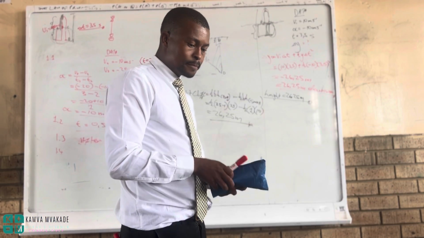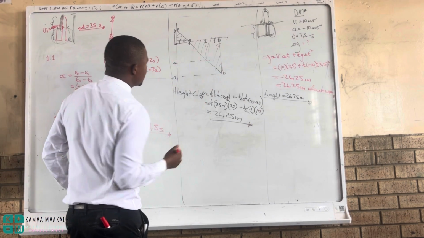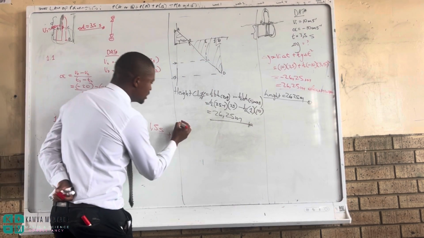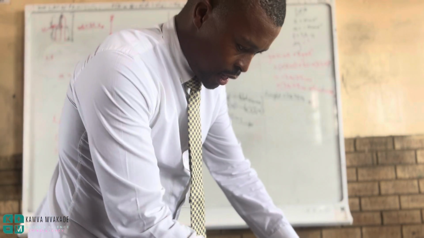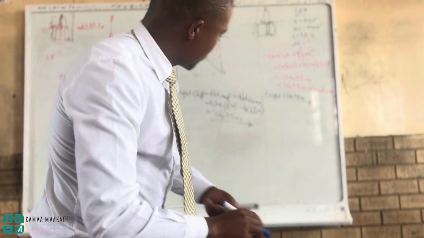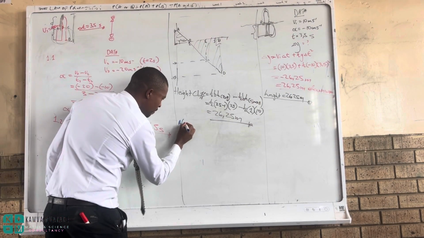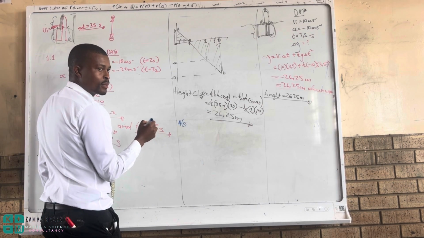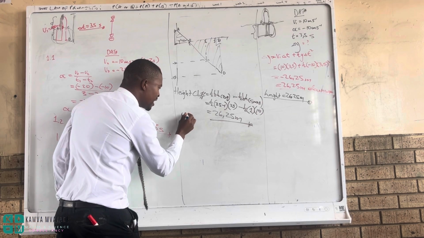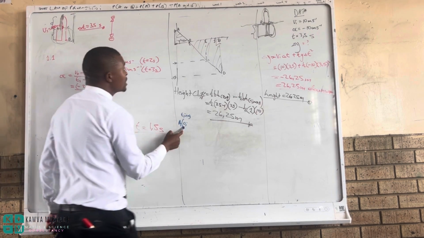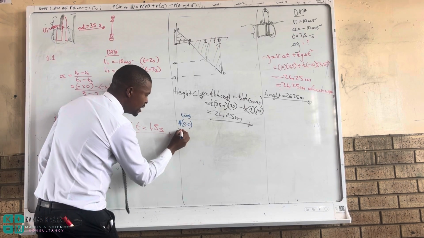Now, remember, what we're going to do is just start. At A, what is the time at A? 0. What is the displacement? Because we are doing time against what? Displacement. What is the displacement at A? 0. B, the maximum height.